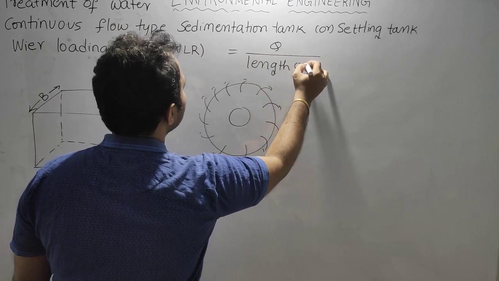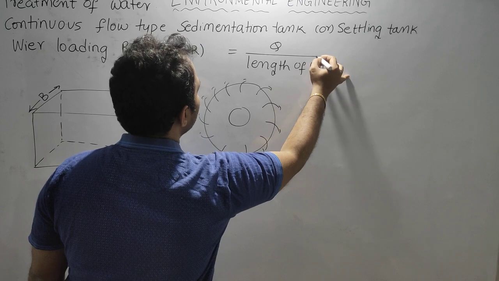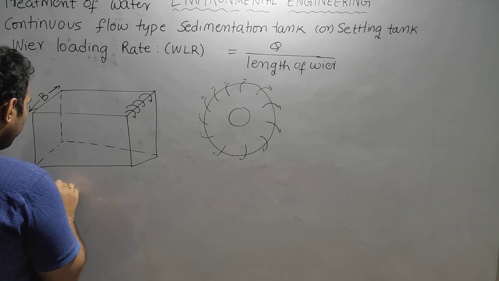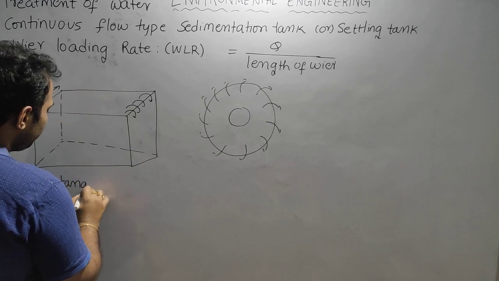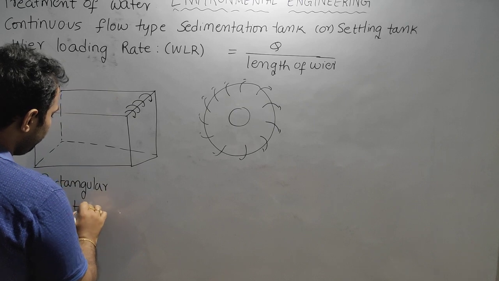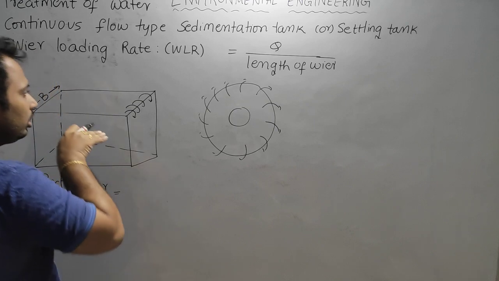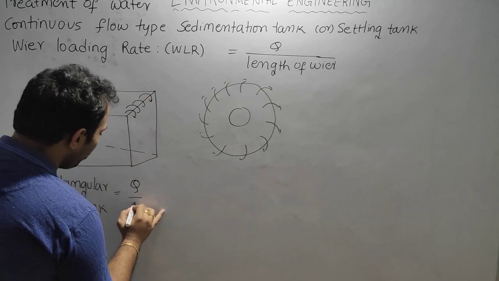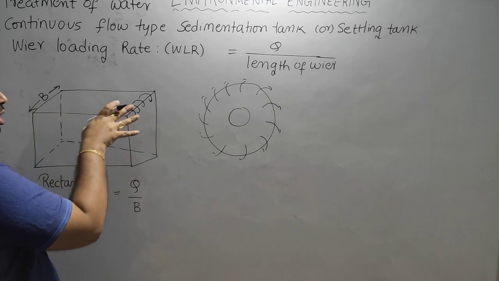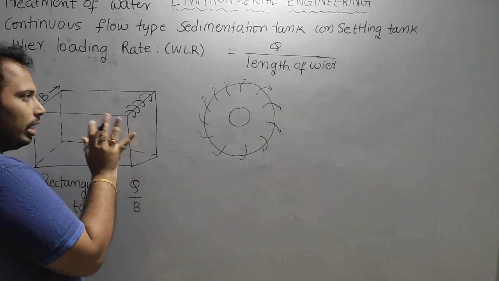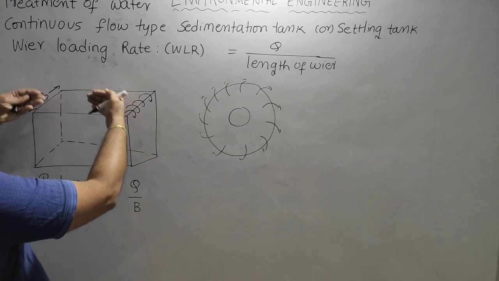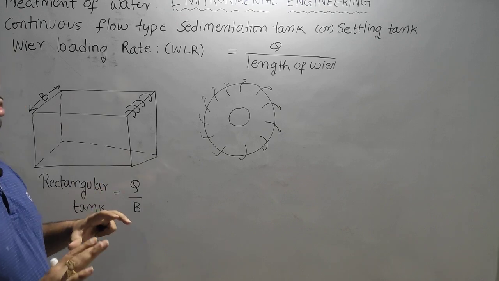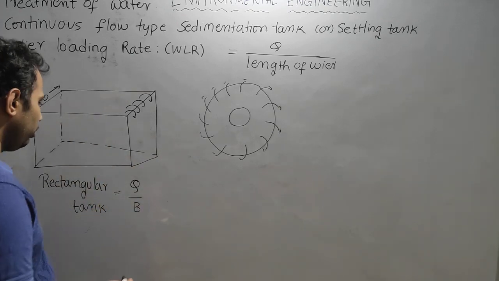Discharge upon length of weir. If it is a rectangular tank, the length of the weir is nothing but the width direction, the dimension of the width of the sedimentation tank, that means Q by B. So we need to see what is acting like a weir. That length may be the width. If the flow is taking place along the length, then length is the length of the weir. So from where the outflow is taking place, that dimension we need to take.